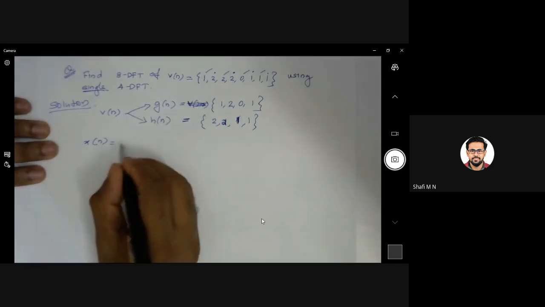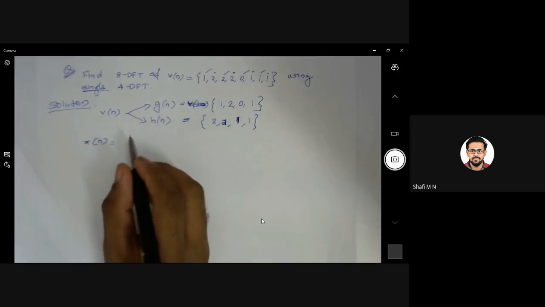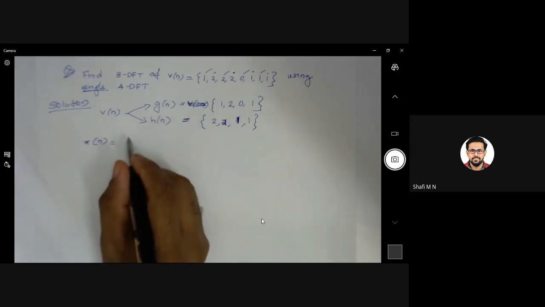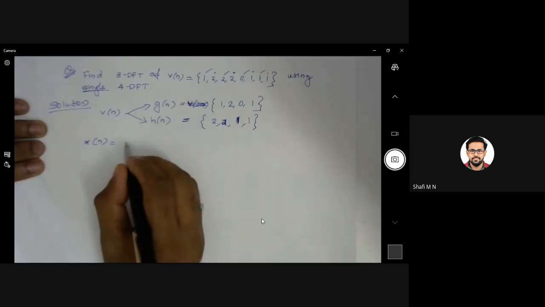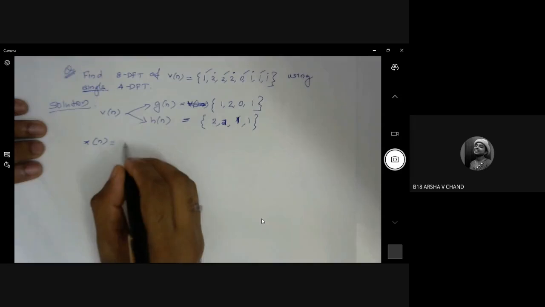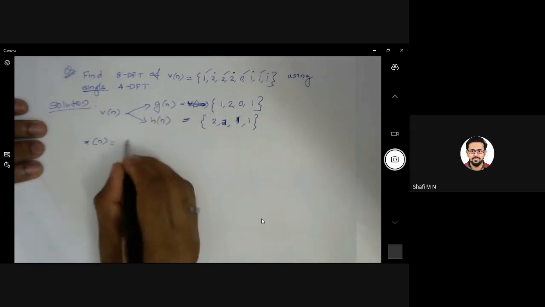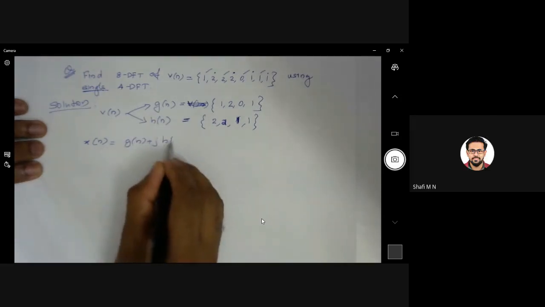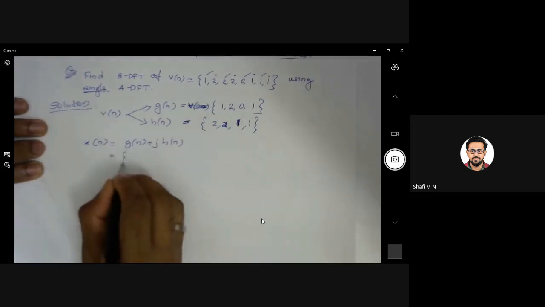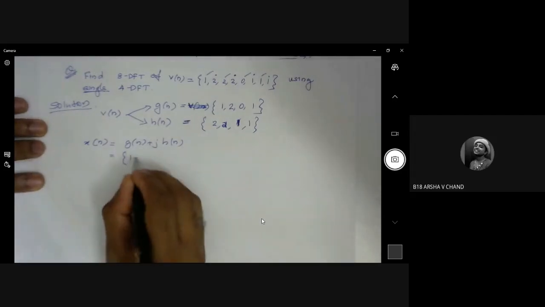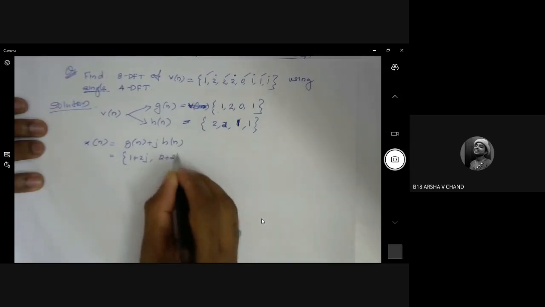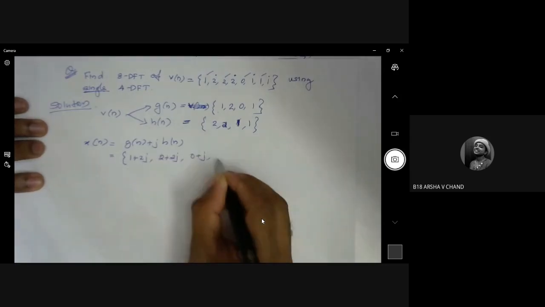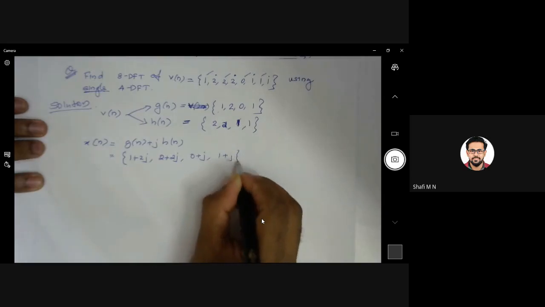X of N equal to G of N plus j times H of N. Just do that. So the sequence is 1 plus 2j, 2 plus 2j, 0 plus j, 1 plus j. Okay, thank you. So that is your X of N.